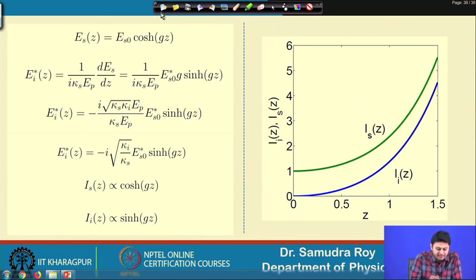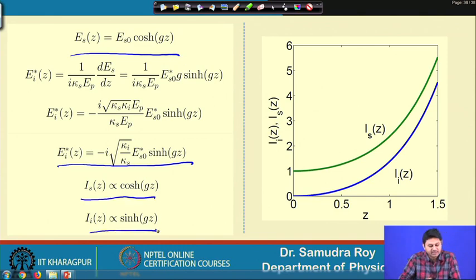Once we have this E I and E s, then we can readily see that the corresponding intensity of signal and idler is proportional to cosh square and sinh square. I am making some mistake here, so please note, because E is proportional to cosh, I, which is proportional to mod of E s square, should be the square of this. So when we have both square terms, and if I plot as a function of z the intensities I s and I I, then we will find that the curve is something like this.